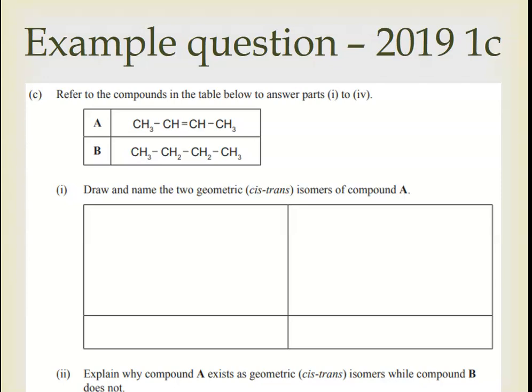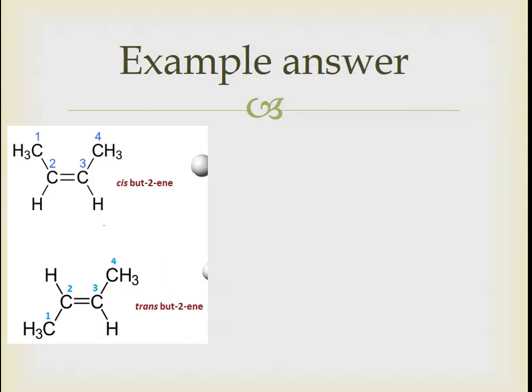Although it's not explicitly stated in the question, when you've drawn your cis and trans isomers, I would also explain why you chose one to be cis and the other one to be trans. Sometimes it's just good to cover your butt like that. So here's the sort of answer that I would look at. First off, we've got our molecules, cis-butene and trans-butene. Just drawing and naming those will get you at least an achieved point, if not a merit point, as long as you've named the correct one as cis and the other one as trans.